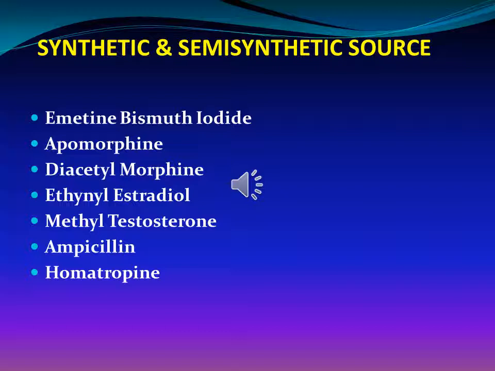When the nucleus of the drug from a natural source as well as its chemical structure is altered, we call it synthetic. Examples include emetine and bismuth iodide. When the nucleus of the drug obtained from the natural source is retained but the chemical structure is altered, we call it semi-synthetic. The examples include apomorphine, diacetylmorphine, ethinyl estradiol, homatropine, ampicillin, and methyltestosterone. Most of the drugs used nowadays, such as anti-anxiety drugs and anticonvulsants, are the synthetic forms.